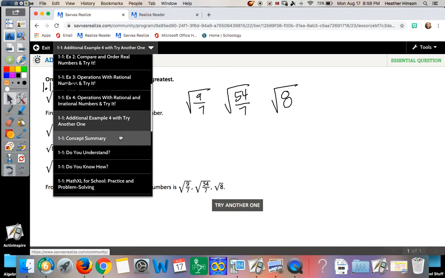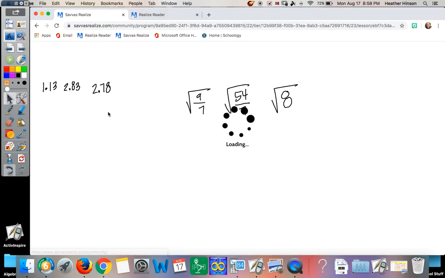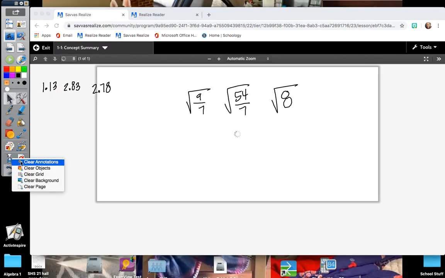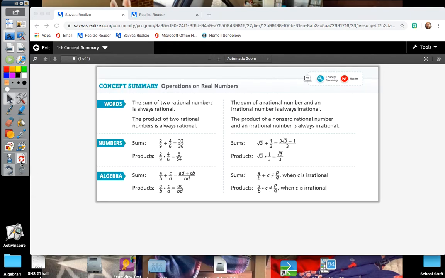Okay, so now we're going to move on to our concept summary. This is just a little review of everything that we've done talking about rational and irrational. I talked about this a little bit at the end of example 4. If you add two rational numbers, remember those are your fractions, like 2/3 plus 6/7, because it's an integer on the top and the bottom, it's always going to stay an integer. So a rational plus a rational always stays rational.